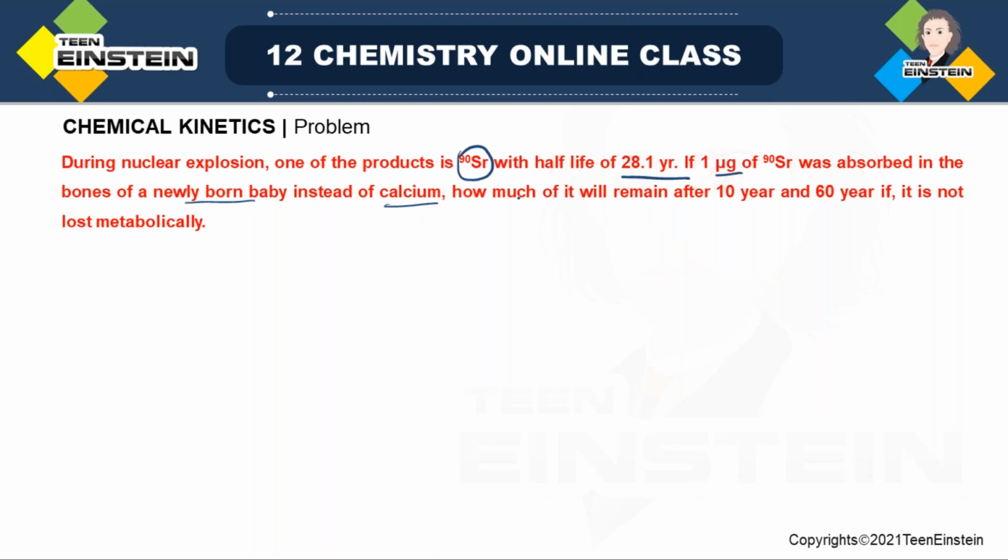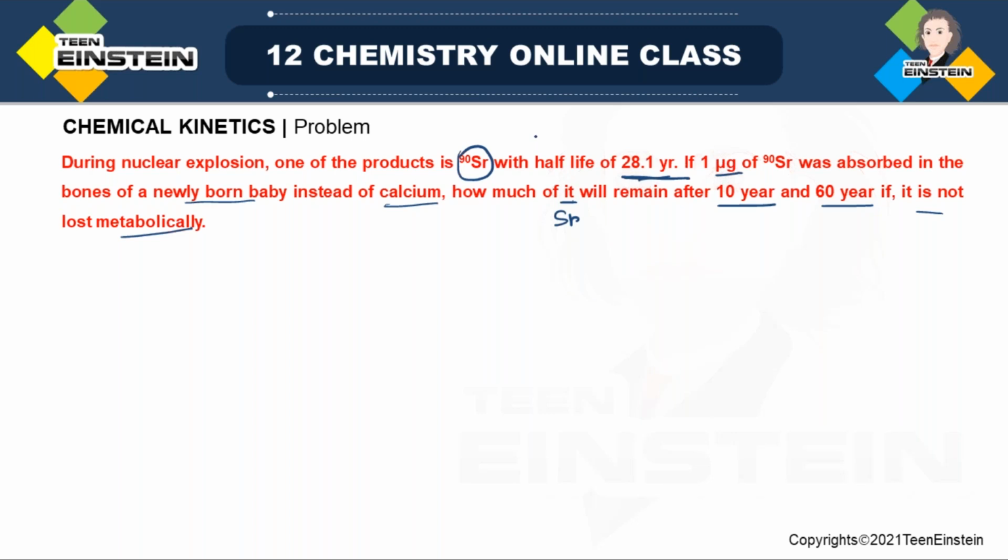How much of strontium will remain after 10 years and after 60 years, if it is not lost metabolically? That means by other metabolic processes, strontium is not lost. What it means is that whatever amount of strontium is lost, is lost only by nuclear decay, not by any other method. Fine. Here half-life is given, that is 28.1 years.